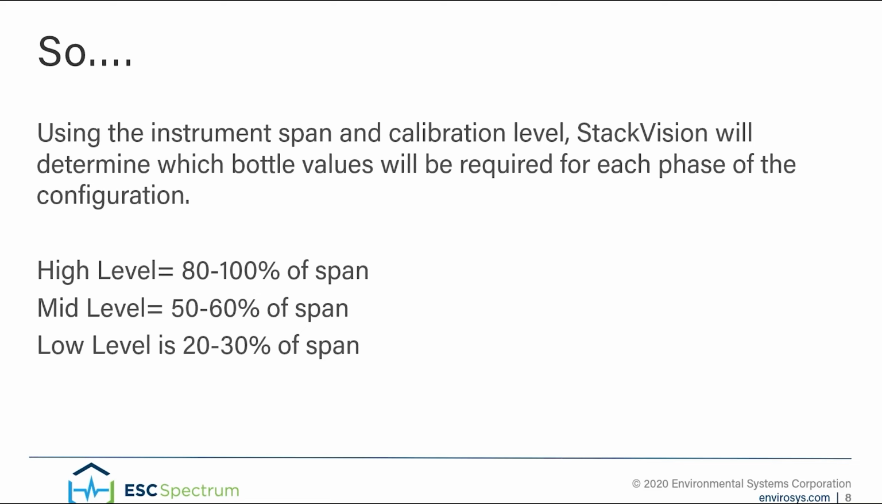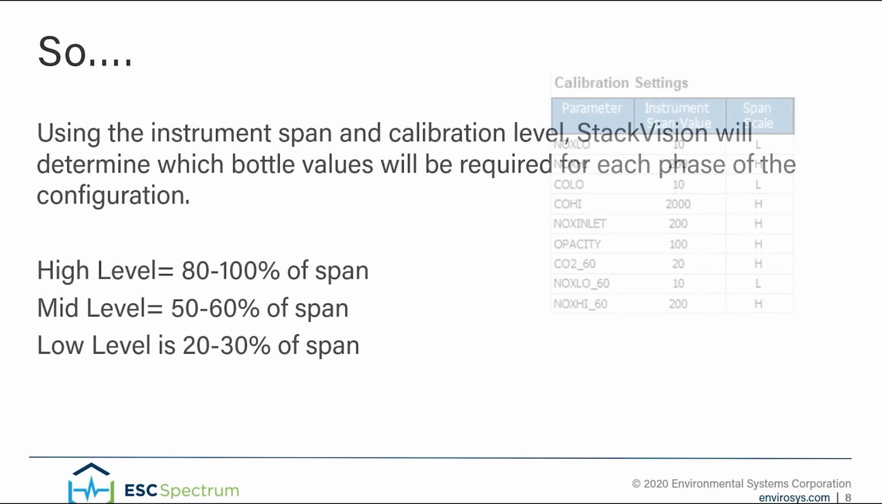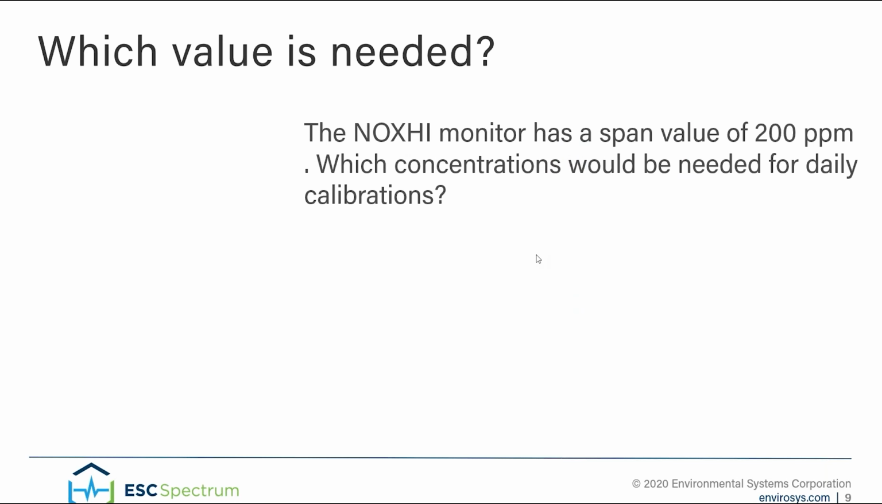So using the instrument span and the calibration level, StackVision will determine which bottle values will be required for each phase of the configuration. So which value is going to be needed? If we have a NOx high monitor that has a span value of 200 ppm, which concentrations would be needed for daily calibrations?